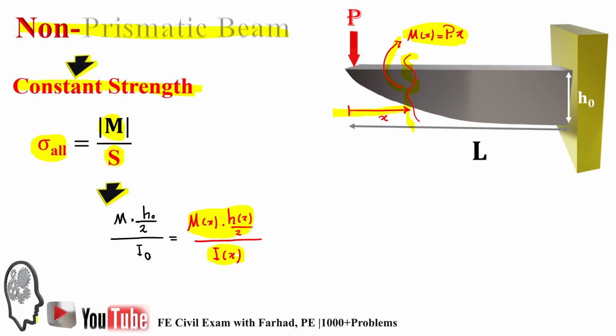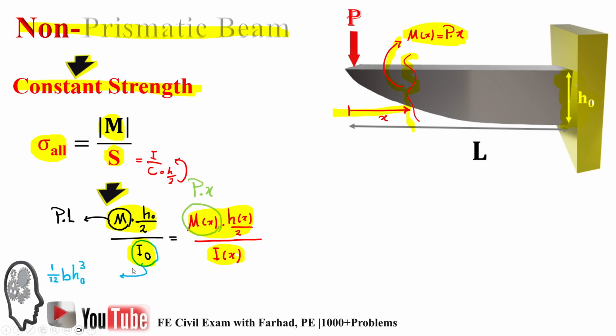This Hx is simply I over c, and c is h over 2. That goes up in the numerator, and it should be equal to the same stress at the very beginning of the support. That's M times h over 2, half of the height at the beginning, over I naught. And you can easily see that all the way through the support, the moment created is P times L, the length of the beam, and here it is P times x.